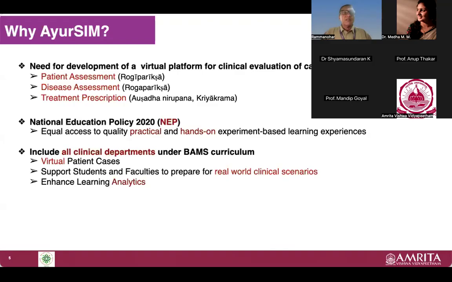So the National Education Policy also points out that we need to give equal access to quality, practical, and hands-on experiential learning experiences. And the AyurSIM platform makes this available to the entire Ayurvedic community. So it includes all clinical departments under the BAMS curriculum, and virtual patient cases, which help the students and faculties to prepare for real.